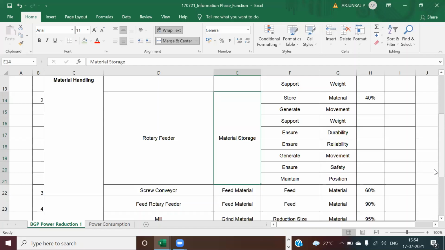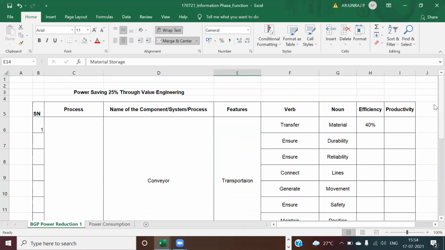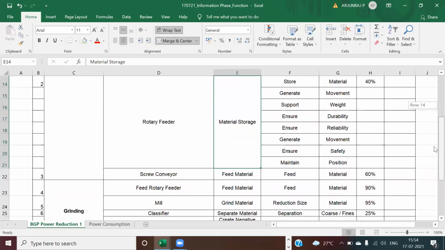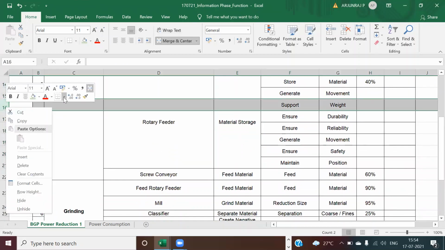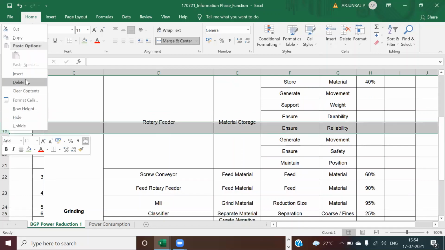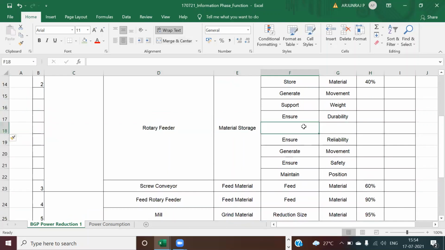Yes, this will help us to see now what we have to do. I will tell you the procedure. First you know this procedure, right? Like this we are writing it. The rotary feeder is also used for complete sealing purposes. Sealing means preventing leakage. So we can write the function as prevent leakage.